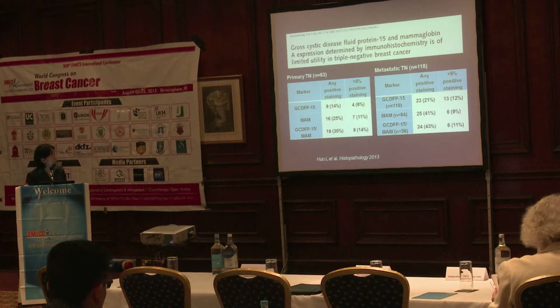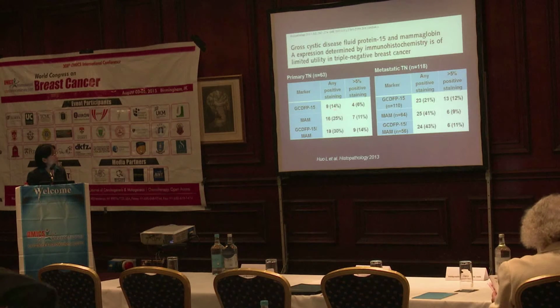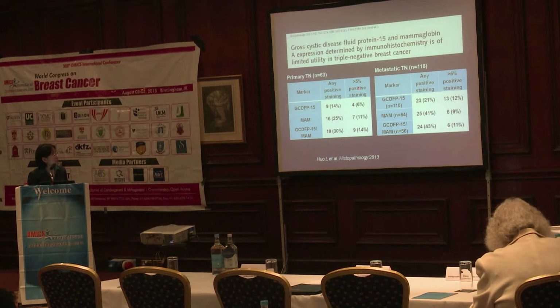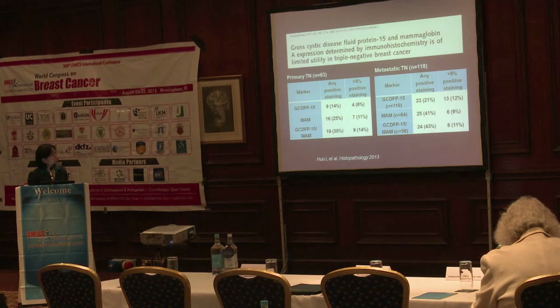As you can see, the percentages were quite low. In primary triple-negative breast cancer, GCDFP-15 was expressed in 14%, even when any positive staining was considered meaningful, 25% for mammaglobin, and 30% were positive for at least one of the two markers. These numbers dropped a little bit when the 5% cutoff was applied. In the metastatic triple-negative tumor cohort, the numbers were slightly higher; however, they're not very different.